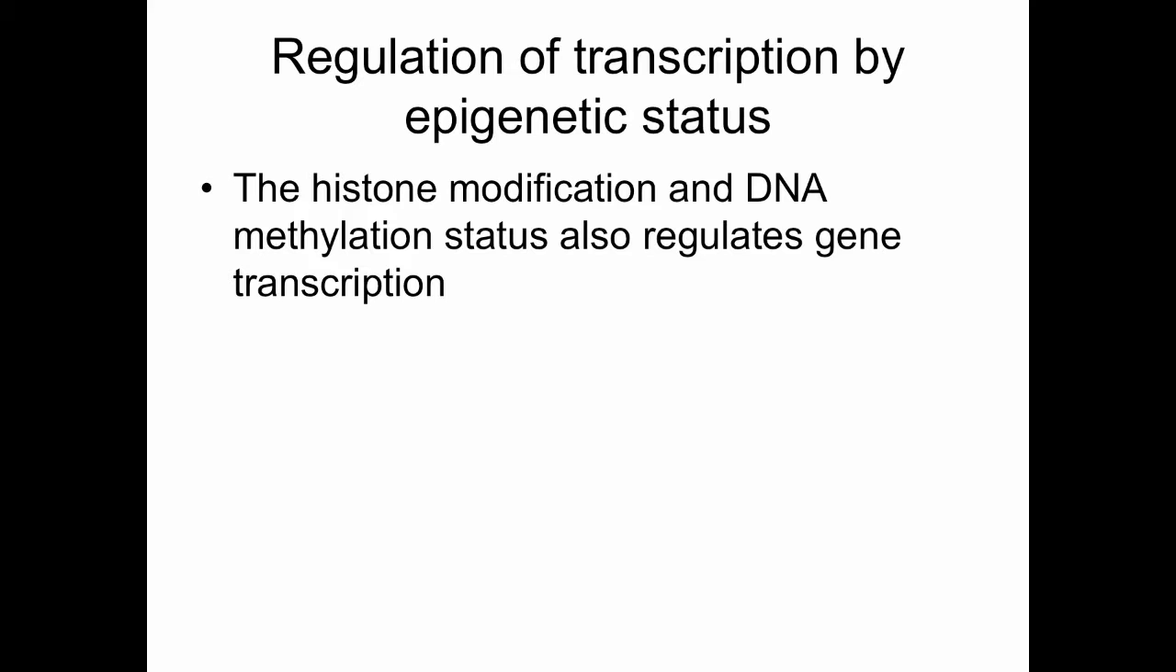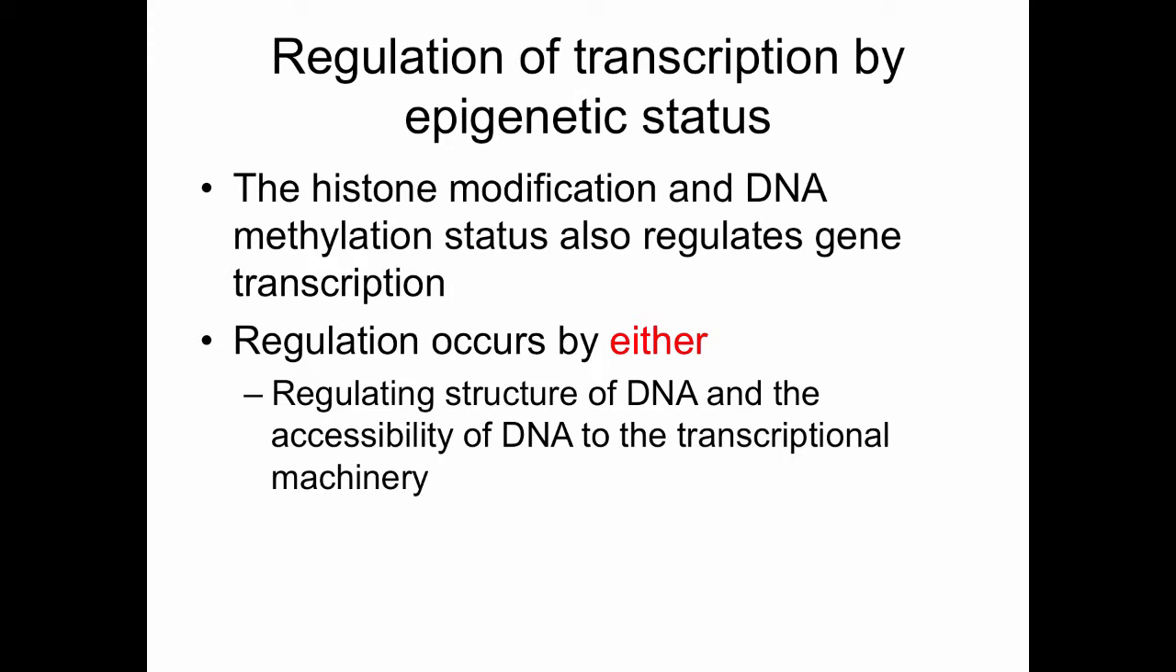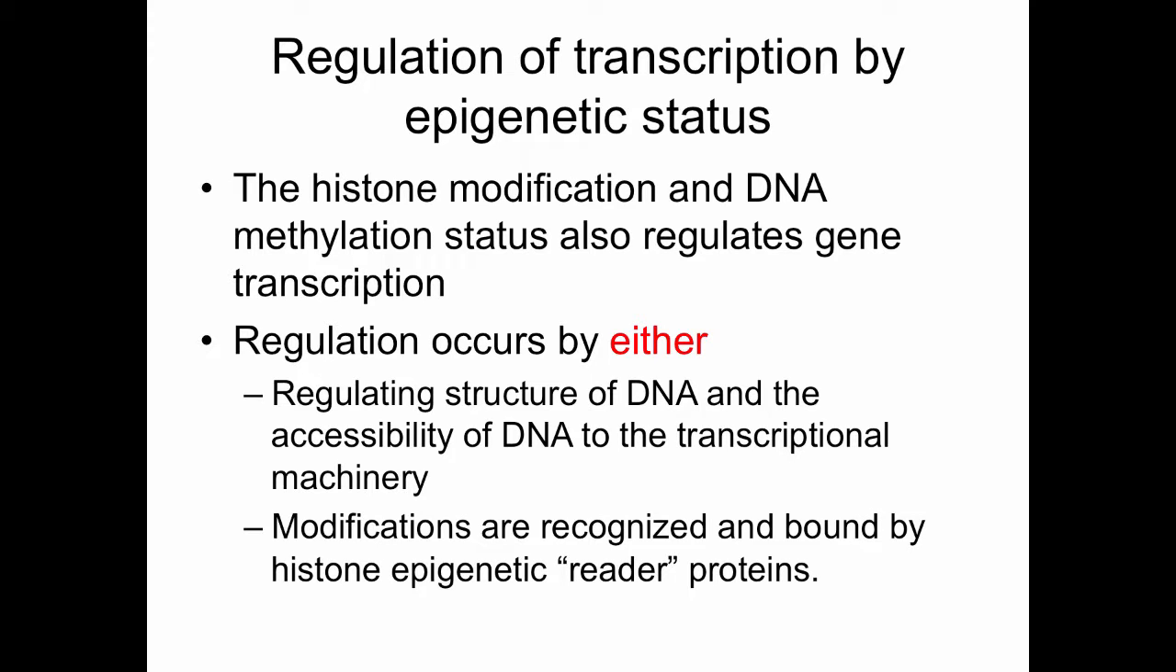There's also regulation, of course, by epigenetics. You guys knew I was going to talk about that. So histone modification and DNA methylation also regulate gene transcription. This regulation either occurs by regulating the structure of the chromatin and the accessibility of that DNA to the transcriptional machinery, or these modifications are bound and recognized by epigenetic proteins called histone reader proteins, which have binding sites that specifically recognize an epigenetic mark, a specific covalent modification on the histone tail, to then regulate transcription.